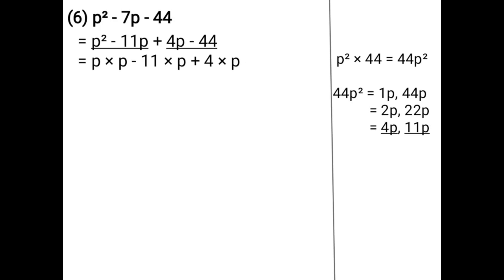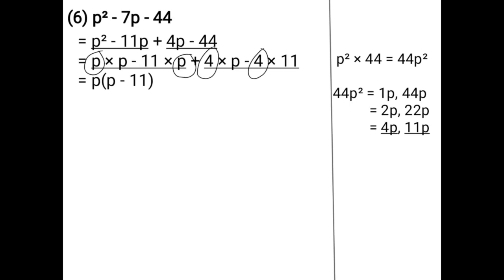You can write 4 table, that is minus 4 into 11. Underline and make two groups. In first group which is common, circle, p is common in first group, that is equal to p outside the bracket, and inside the bracket which is uncommon, write that is p minus 11 in bracket. In second group which is common, circle it. In second group 4 is common, plus 4 you have to write outside the bracket, and which is uncommon, you have to write inside the bracket, that is p minus 11.